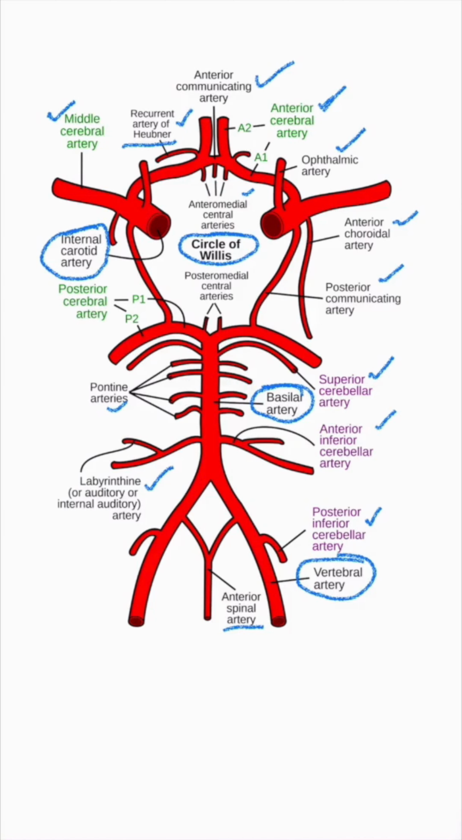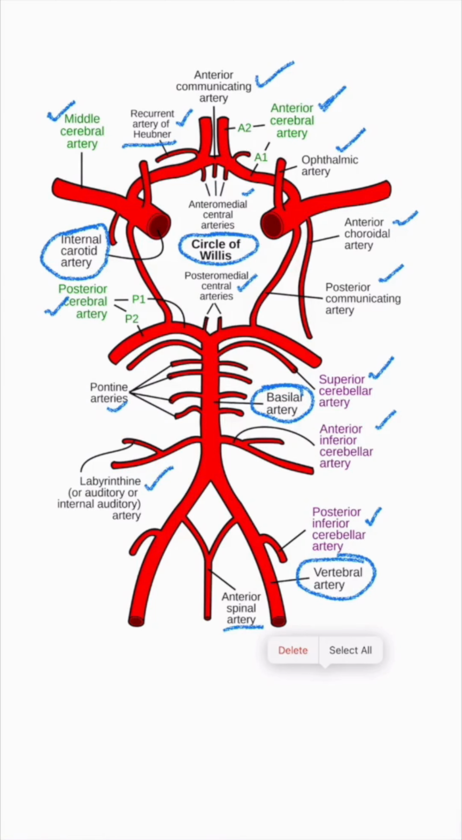Okay, after giving out these branches, when the basilar artery reaches the level of the junction between midbrain and pons, there it gives out its terminal branches called the posterior cerebral arteries, on both sides. These posterior cerebral arteries also give their central branches called posteromedial central arteries. Then you can see that these posterior cerebral arteries communicate with the posterior communicating artery of the internal carotid artery, and that's how a circle is completed.